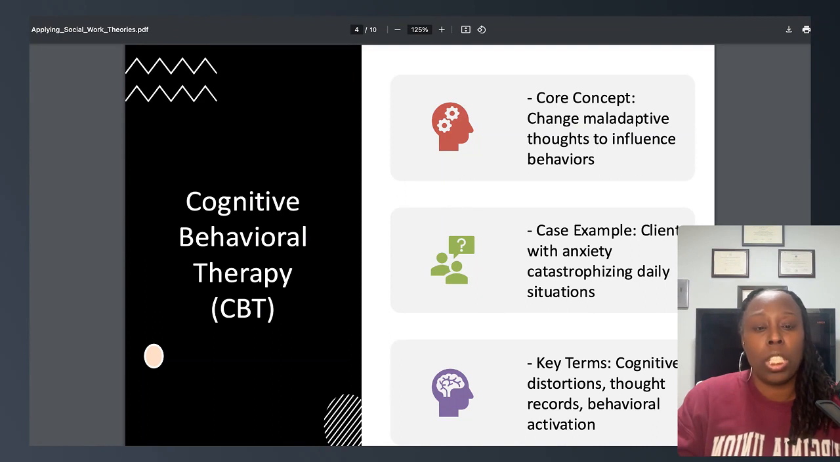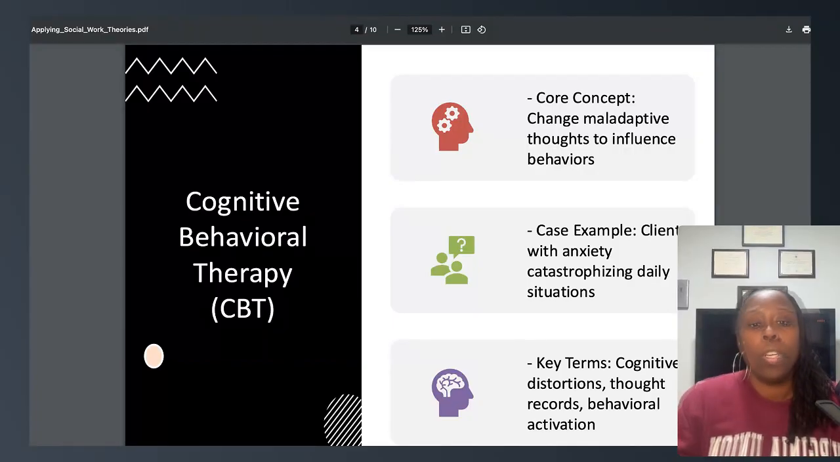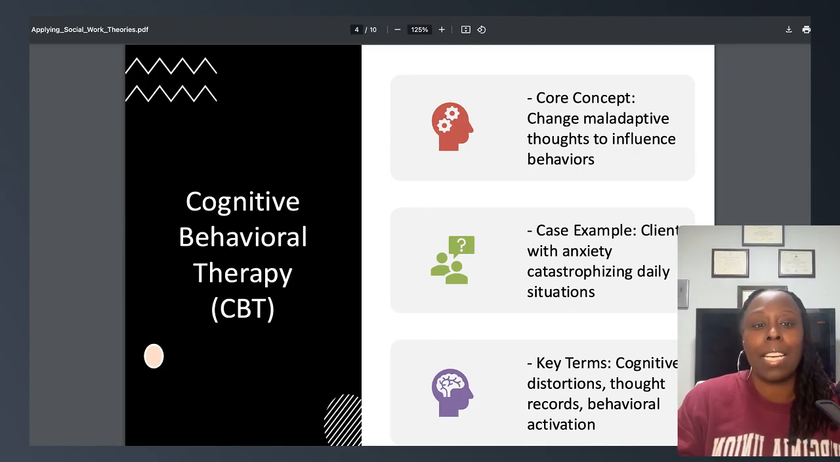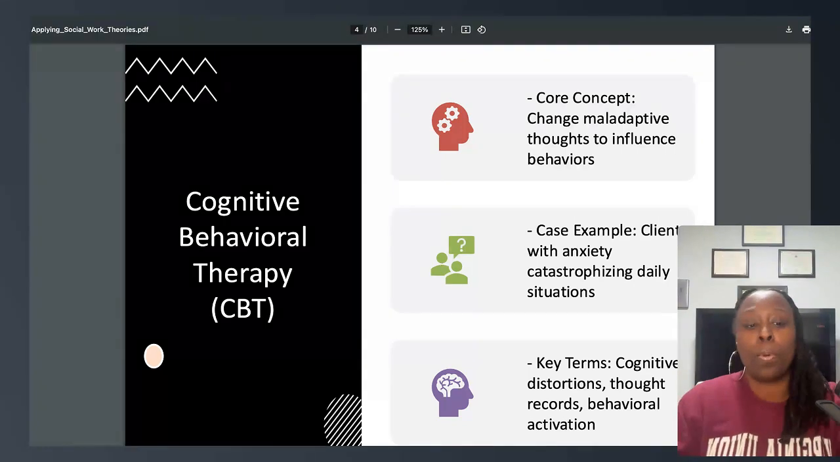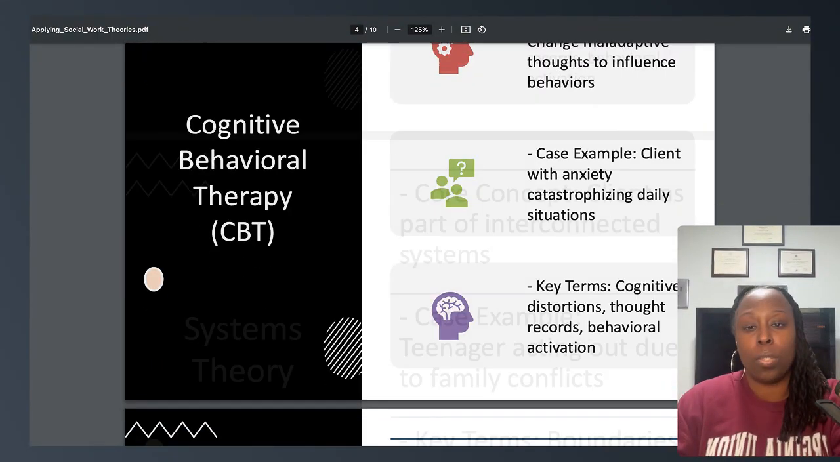Think of cognition, think of your mind, thinking, thoughts, all that kind of stuff. When you're hearing those terms, you're thinking CBT. A case example would be a client with anxiety who is catastrophizing daily situations. Someone has anxiety, and this is how they handle situations. The key terms you're going to look for when answering this test question are cognitive distortions, thought records, behavioral activation, and so forth. All the terms that deal with CBT let you know this is pretty much what this client is dealing with or would need to work with.